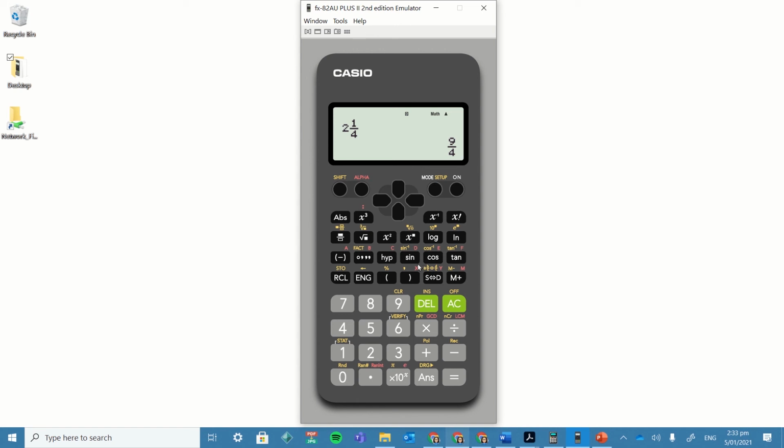Now if we want our answers to be turned back into a mixed form, that's when this yellow bit above here is. So I'm going to press shift and the S to D button, and that now turns that answer into 2 wholes and 1 quarter. If I want to go back, I do shift and that button again. So that will toggle between the two forms.